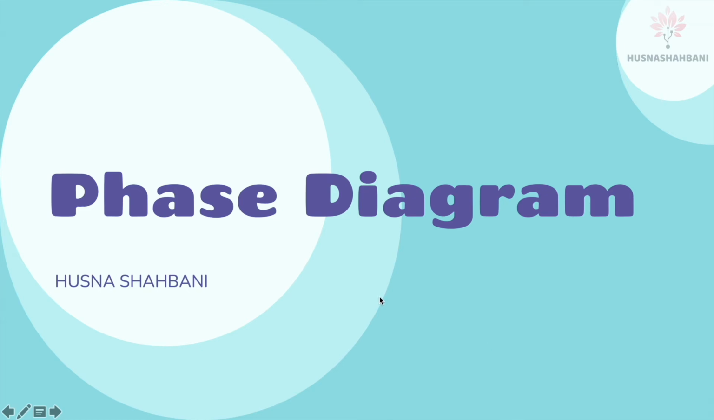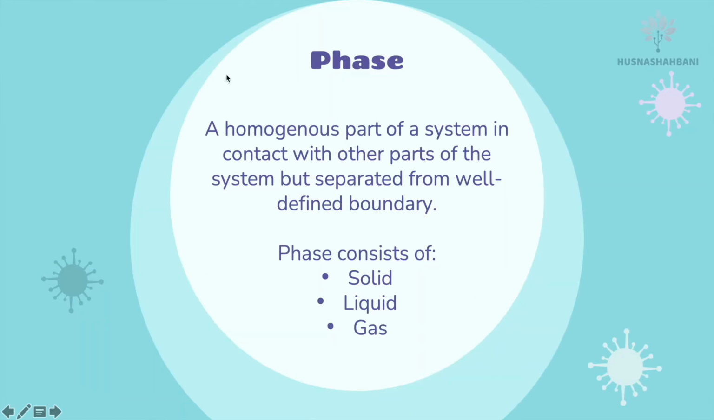Phase diagram. A phase is a homogeneous part of a system in contact with other parts of the system but separated by a well-defined boundary. A phase can consist of solid, liquid, or gas.